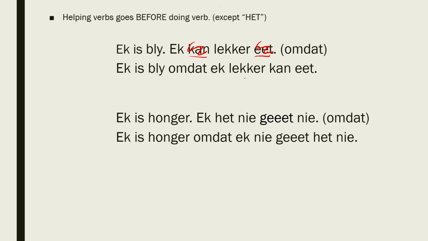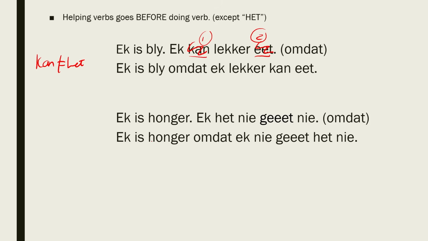And now you have to check. What is your auxiliary verb? And your auxiliary verb is kan. Kan is not het. So what does that mean? Kan goes before the doing verb. So kan eet. So ek is bly omdat ek lekker kan eet. Full stop.